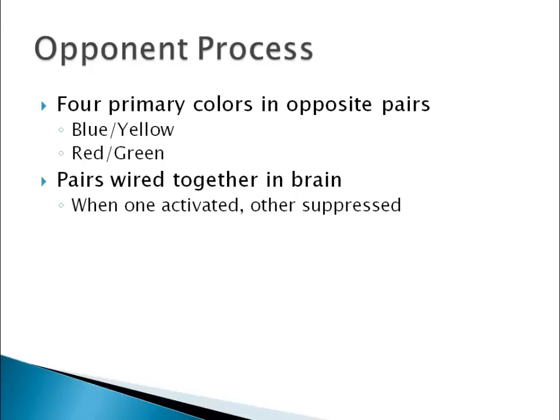If you've ever played with a seesaw, or what we used to call teeter-totters, or a scale with a balance, where you put weight on one side, if you want to balance it, you have to put weight on the other. If you put more weight on one side, that side goes down, the other side goes up. But if you take that weight away, maybe put weight on the other side, then the reverse happens. So when one is activated, the other is suppressed.